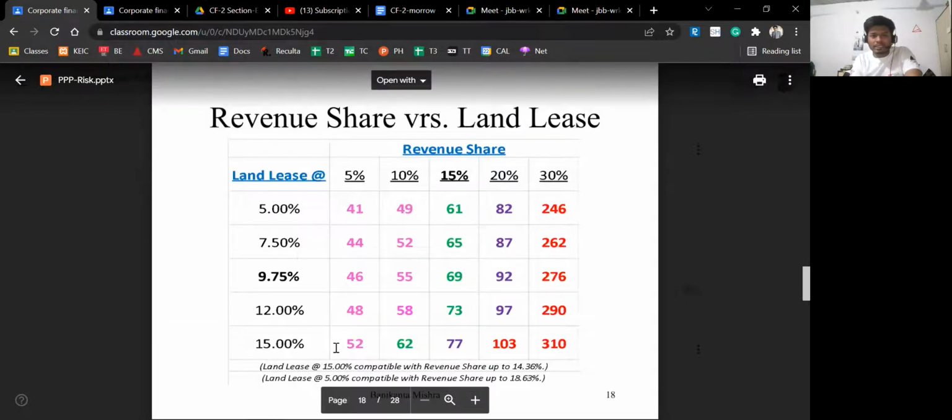Okay, so this is a matrix that sir was talking about regarding the revenue share and land lease. So when the government is trying to make a decision, they can say, okay, I want at least 60 and above as my toll, and maximum the people can pay is 75. So this is the price band which you can keep. You can either put 15% revenue share and 9.5% land lease rate, or you can reduce the land lease rate and increase the revenue share, or whatever permutation combination you want, you can do that.